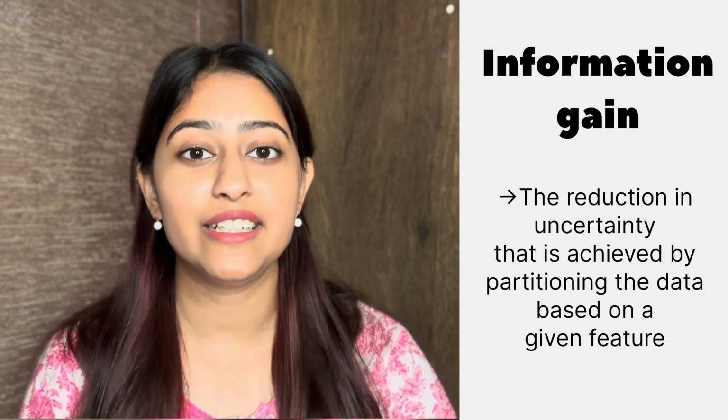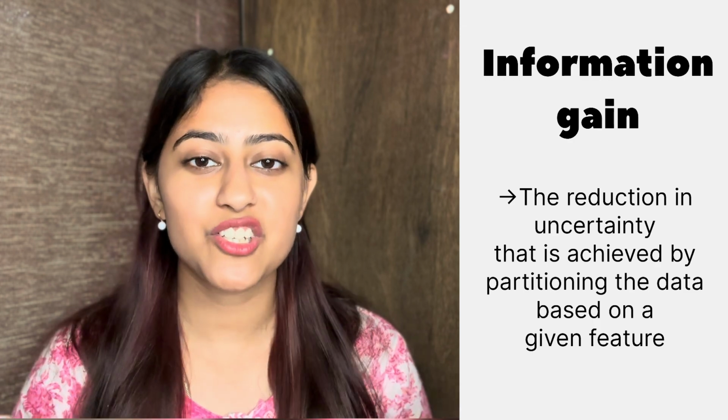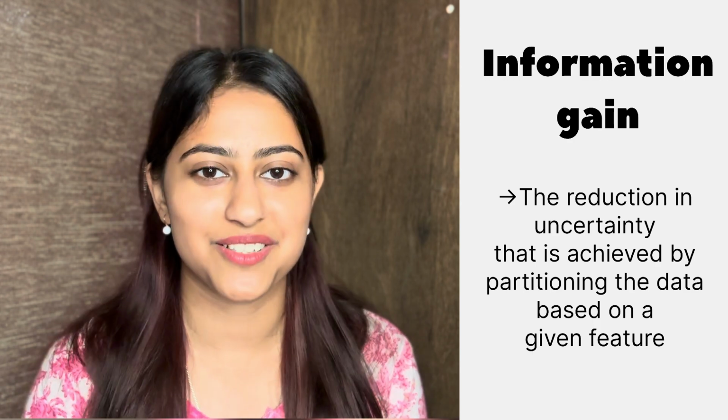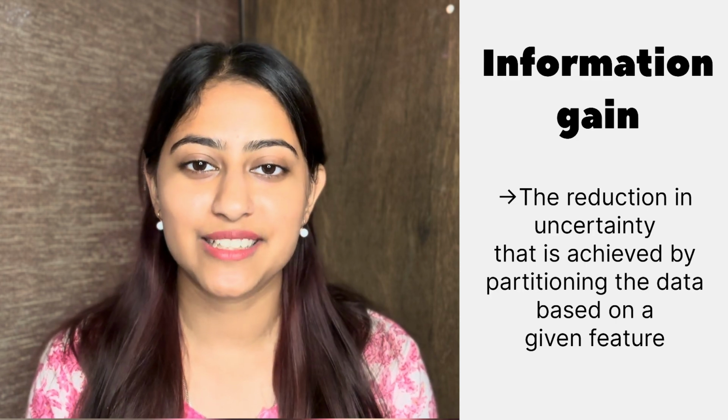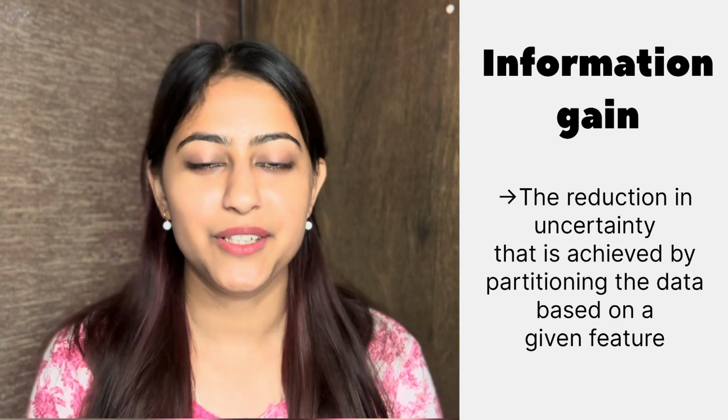Let us first understand what information gain is. So information gain measures the reduction in uncertainty that is achieved by partitioning the data based on a given feature. Now I know that this sounds a little bit complex, so we'll take up an example to understand this. Think of it this way. Imagine that you are trying to guess what type of fruit is there in a closed bag. Now it can be either apples or oranges. So before opening the bag, you don't know anything. So your uncertainty level is very high.